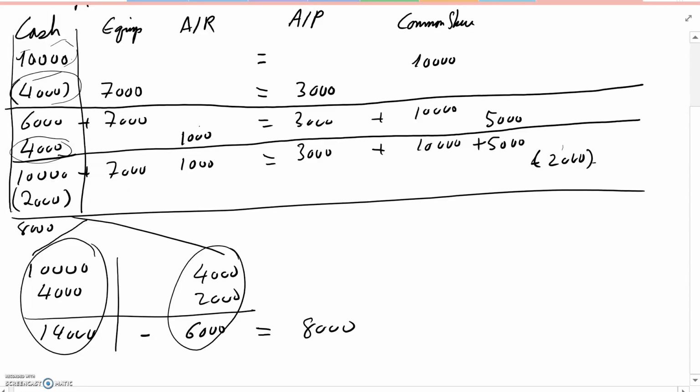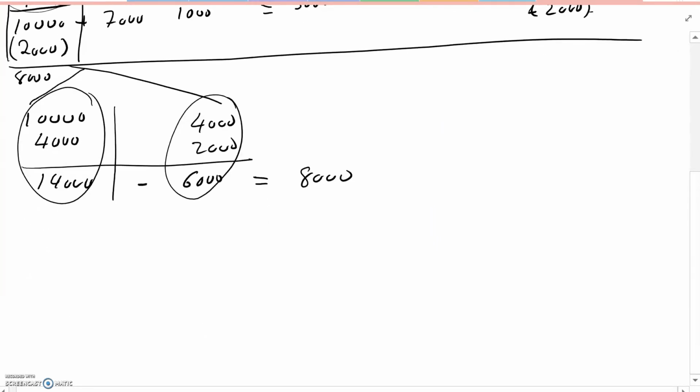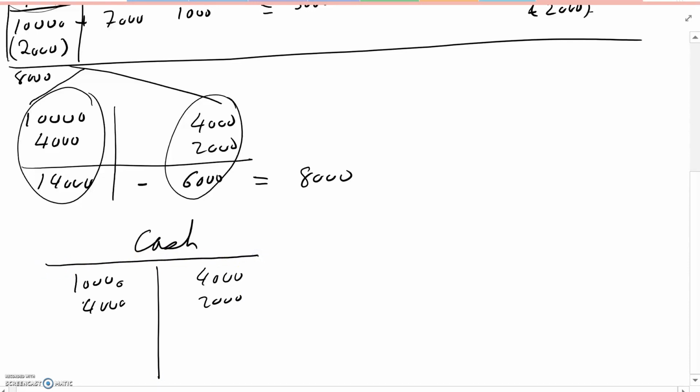So basically what we have done here is that we have the cash, and we had on this side the 10,000, the 4,000. On the other side we had the 4,000 and the 2,000. So at this point we'll say, okay, we'll separate them like that. We could make just another line like that to separate the title from the numbers. And if you see, that's a big T. That's why this is called a T account.